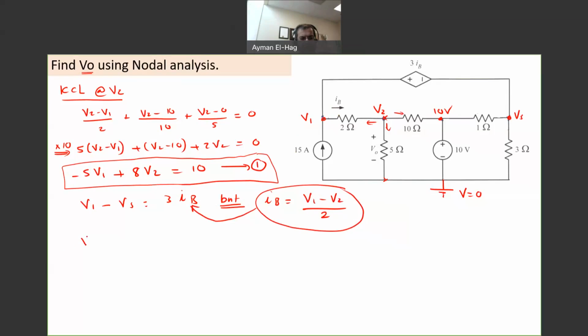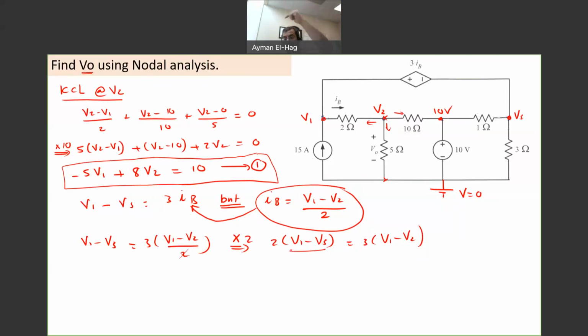Okay, so your V1 minus V3 equal to 3 times IB, which is V1 minus V2 divided by 2. Excellent. So I will multiply everything by 2 to get rid of this 2 in the denominator. So we'll have 2 times (V1 minus V3) equal to 3 times (V1 minus V2). I can take the left side of the equation to the right side. So we'll have 3V1, 2V1 going to the other side becomes minus.